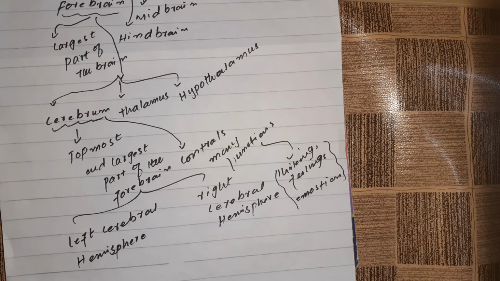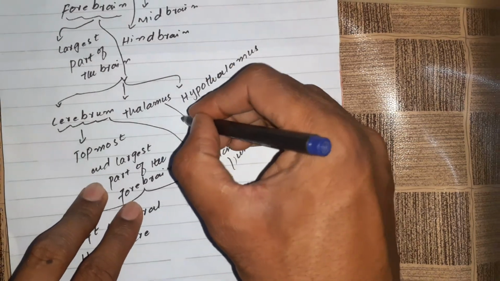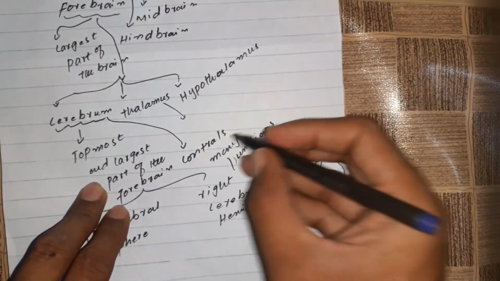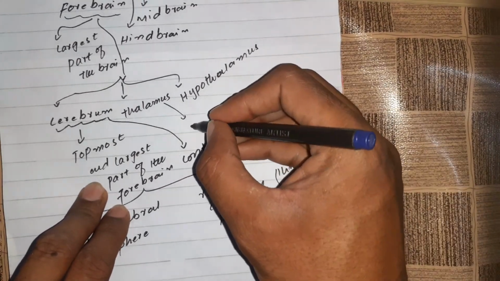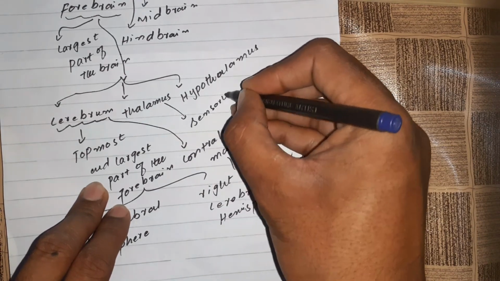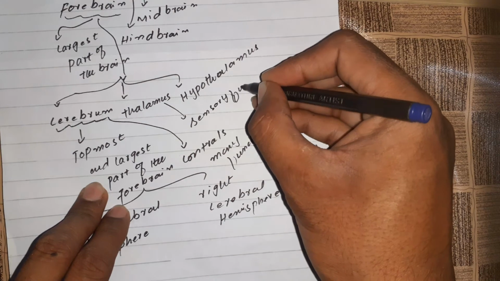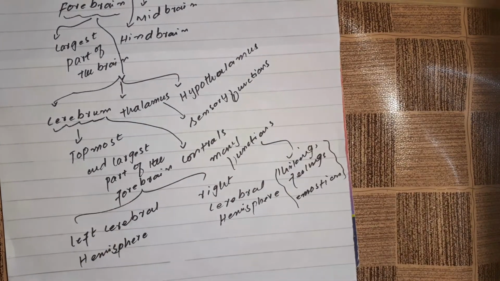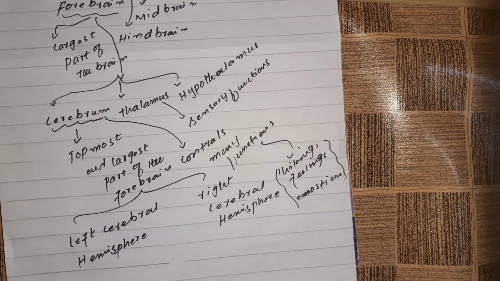The thalamus controls many sensory functions. Well, the hypothalamus lies at the base of the thalamus. First of all, we will deal with the thalamus. It controls many sensory functions. Clear?